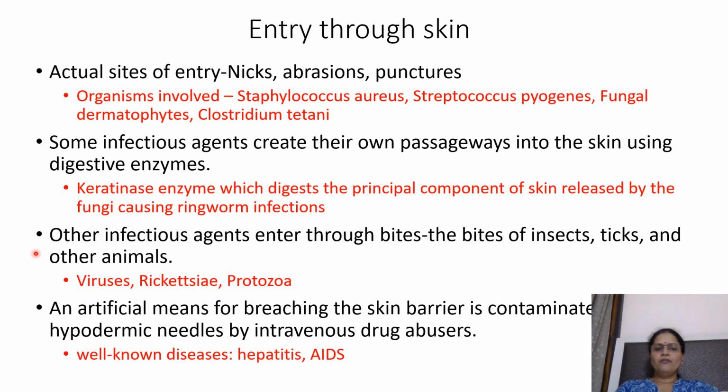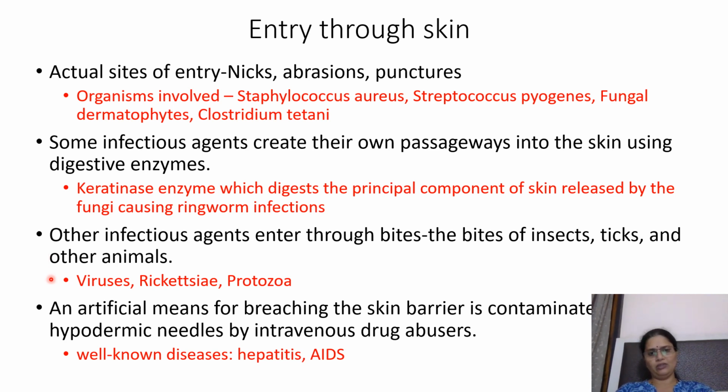The third way of entry into the skin is that some infectious agents enter through bites. Bites that are caused by either insects or ticks or other animals like cats and dogs. So when such animals and insects bite the surface of the skin, naturally the upper layer will get damaged, and through this the organisms can easily enter. Sometimes the organism might be entering from the surrounding environment, or the organisms might be entering from the biting animal itself. From its saliva itself, the organisms will enter.